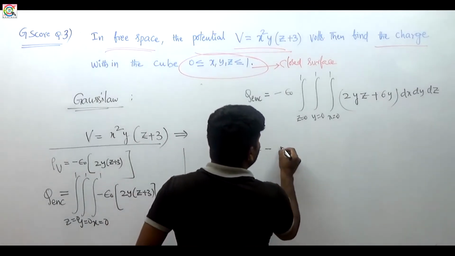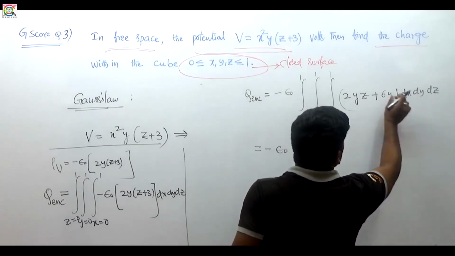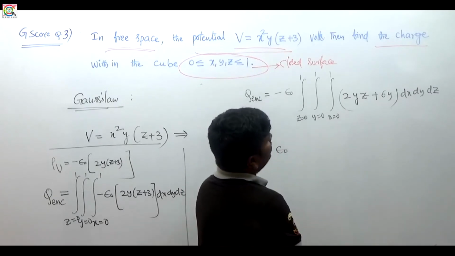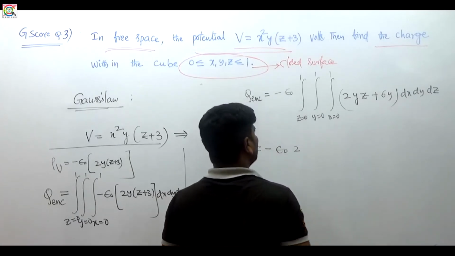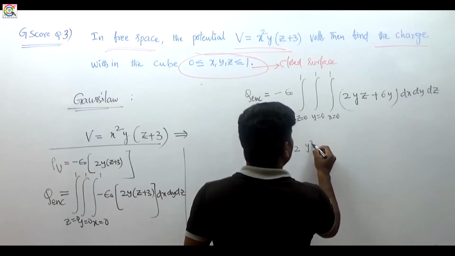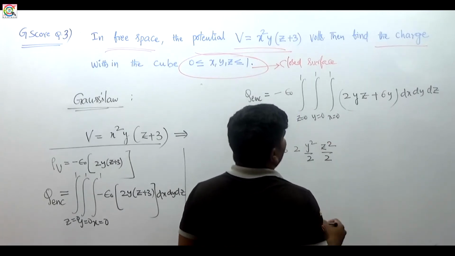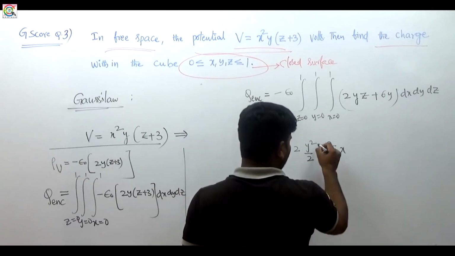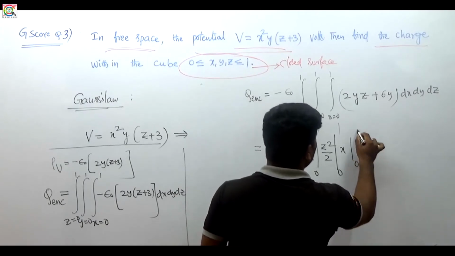So here it will be minus epsilon naught. Okay. So if you differentiate this with respect to x, with respect to y, and with respect to z, how much will I get? I will get 2 into y square by 2, z square by 2, into x, right? It is 0 to 1, 0 to 1. X means it is also 0 to 1, right?